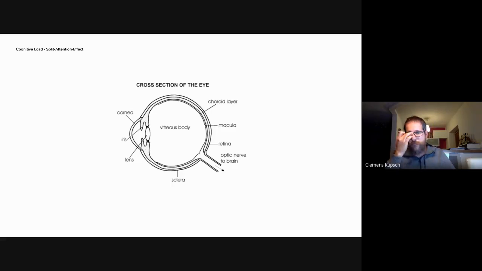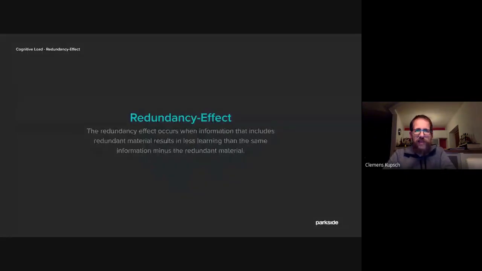Good. Let's have a look at another one. The redundancy effect. The redundancy effect occurs when information that includes redundant material results in less learning than the same information minus the redundant material. So here, extraneous cognitive load also gets increased if we present information in a redundant way. For example, please carefully look at the next slide and try to come up with an explanation of what's happening there. Are you ready?